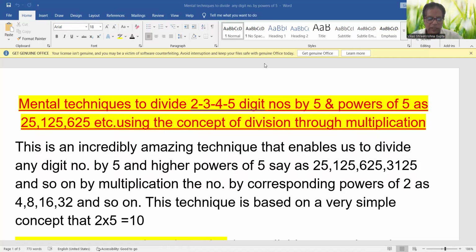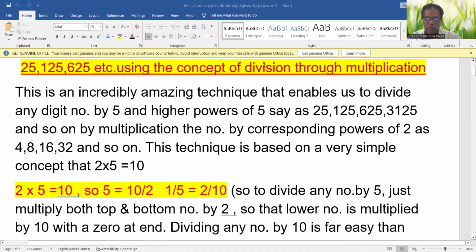As I told you earlier, these are wonderful techniques and you have to do division by powers of 5. Powers of 5 as 5, 25, 125, 625, 3125. Now you can do this not by doing actual division, but by multiplying the numbers by powers of 2. Suppose you have to divide the number by 5, then multiply the number by 2. In the same way, if you have to divide the number by 25, then multiply by 4. Then in the same way, for dividing by 125, multiply the number by 8.